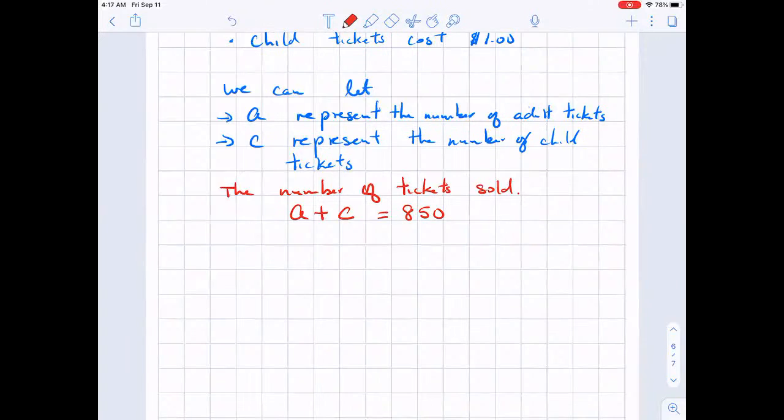So you didn't have to use A and C. You could have used X and Y if you choose to. Just make sure you know what variable you're using, because at the end of the problem, you will have to say. Okay?